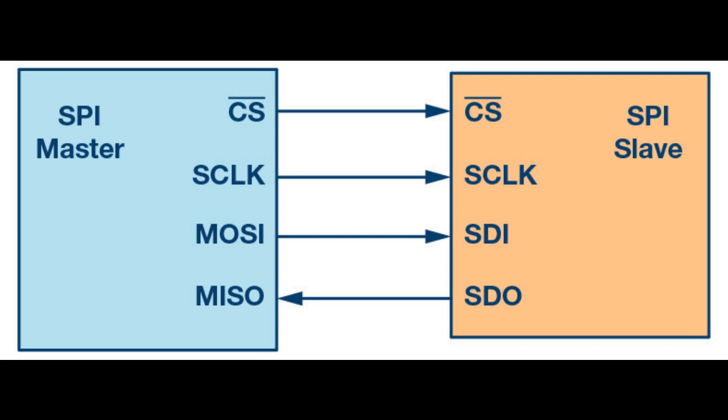The SCLK pin, which is clock, serves as the line for the clock signal. The SS and CS pins, which are slave select and chip select, serve as the line for the master to select which slave to send data to.